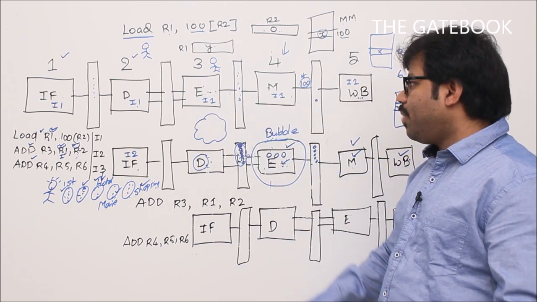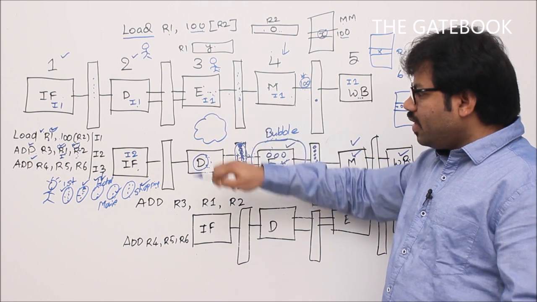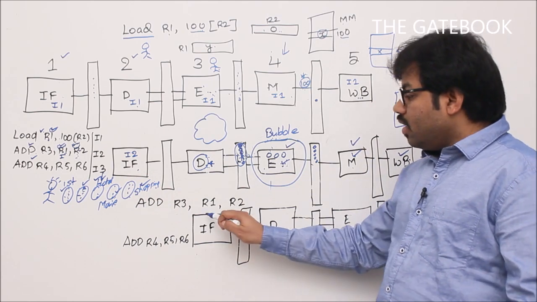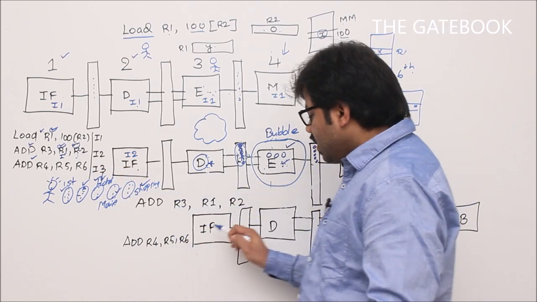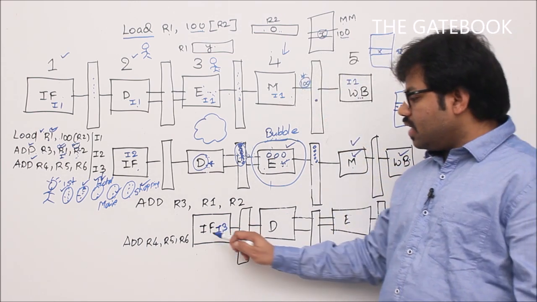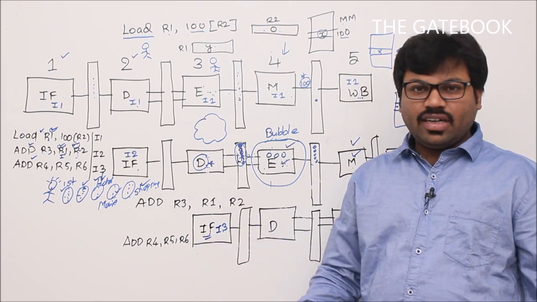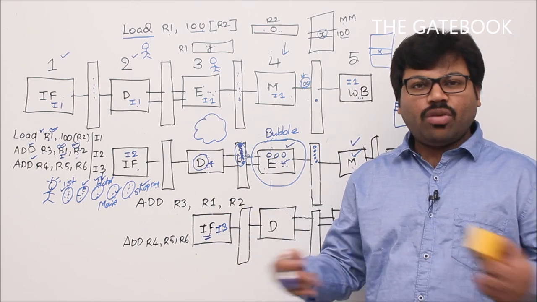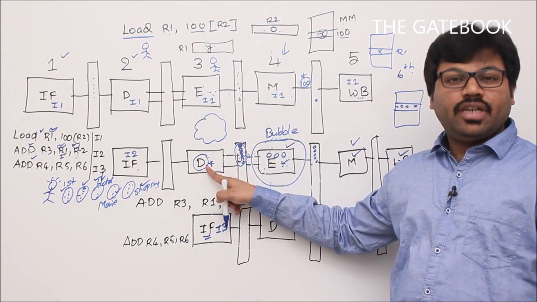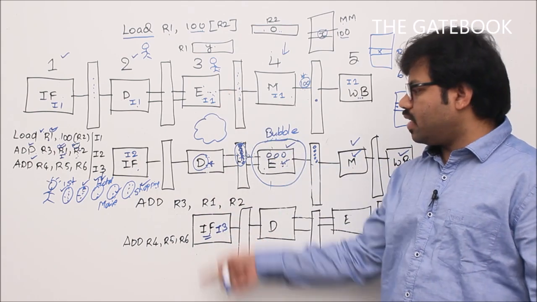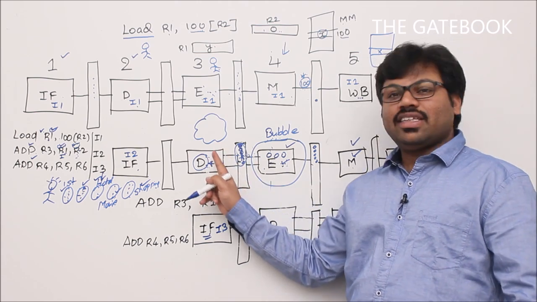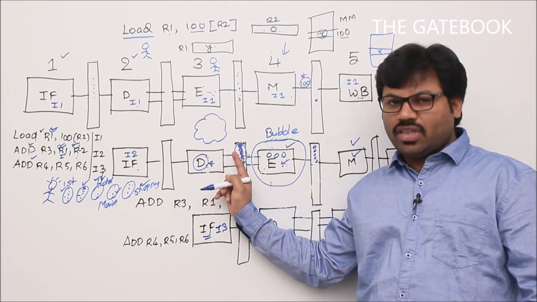In the third clock cycle, what happened? Instruction 1 is properly executed, the second instruction is properly decoded, and the third instruction, I3, is properly fetched, because I3 doesn't know that it should not be fetched, correct? That means instruction fetch stage doesn't know that it should not fetch, because in the normal routine, what should happen? In the third clock cycle, I1 should be executed, I2 should be decoded, I3 should be fetched. That is what happens.